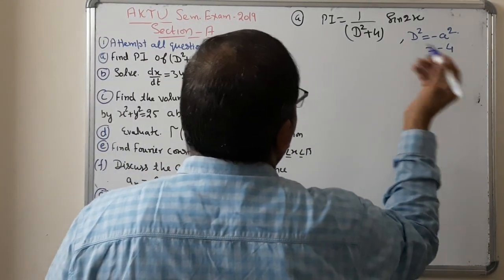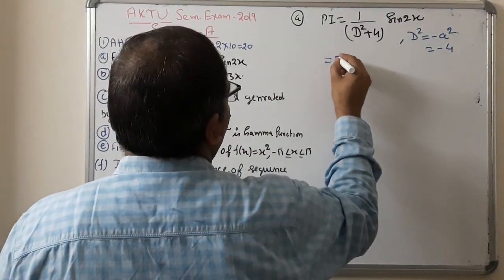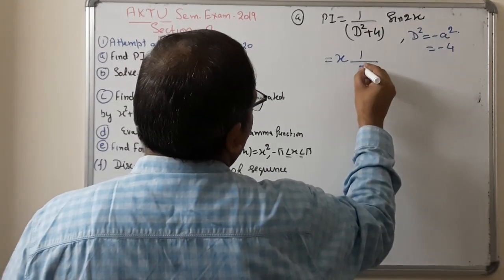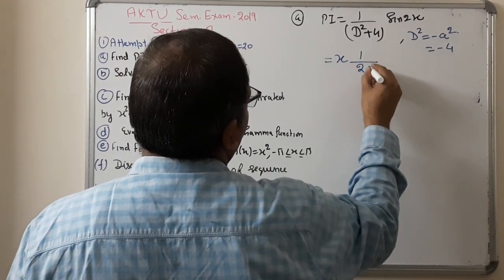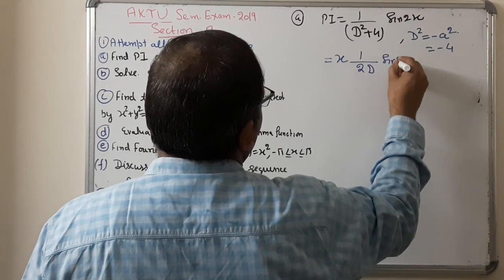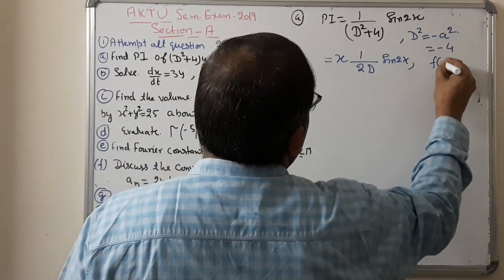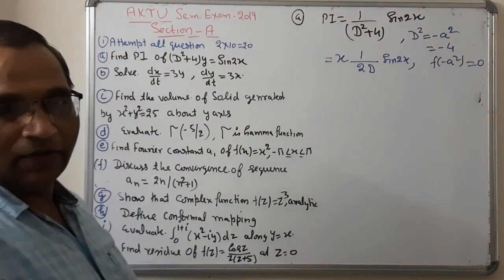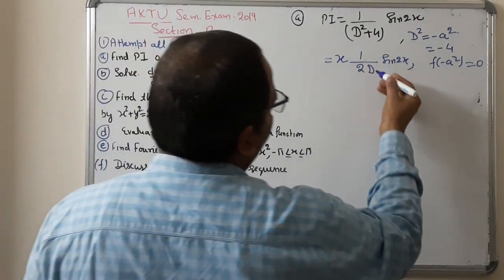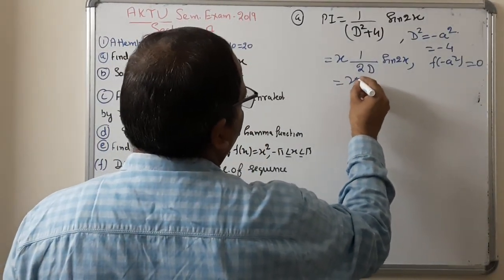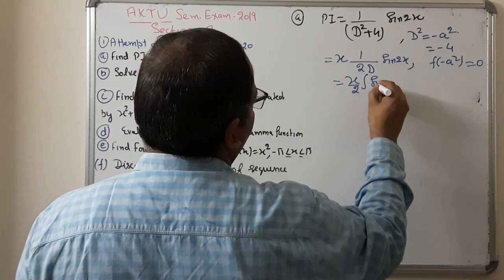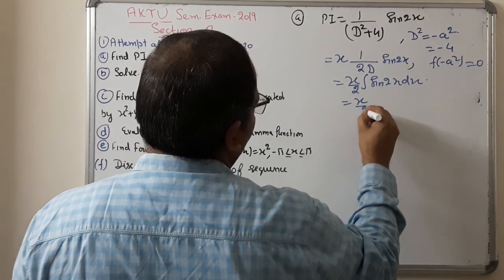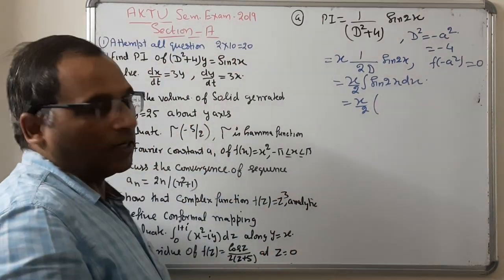In that case, what is the rule? The rule is to multiply by x and take 1 upon the differentiation of this. Differentiation of D square plus 4 is 2D, on sine of 2x, because f of minus a square is equal to 0. In this case, we apply this rule. 1 upon D represents the integration, so we can say x upon 2 times the integration of sine of 2x dx.